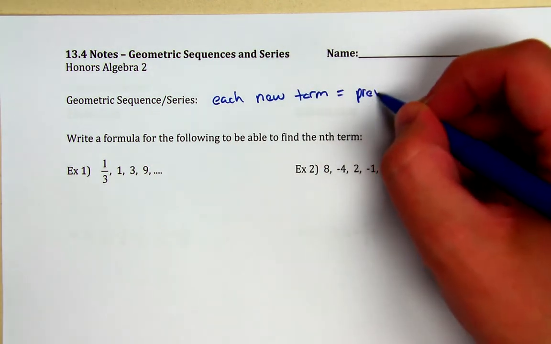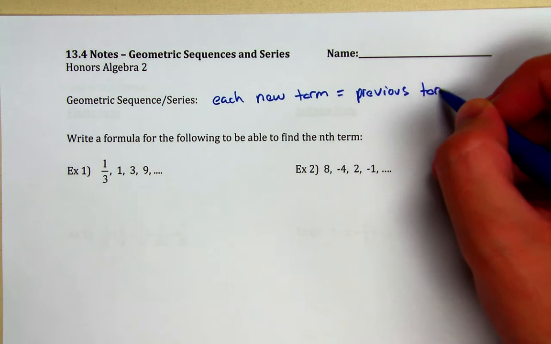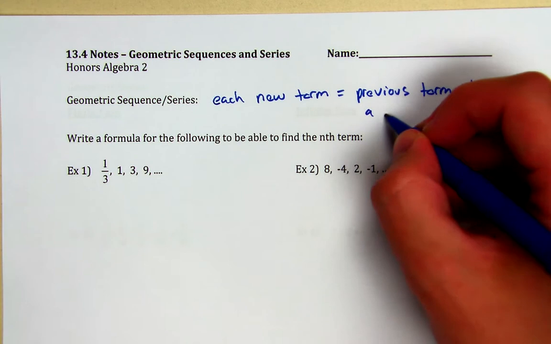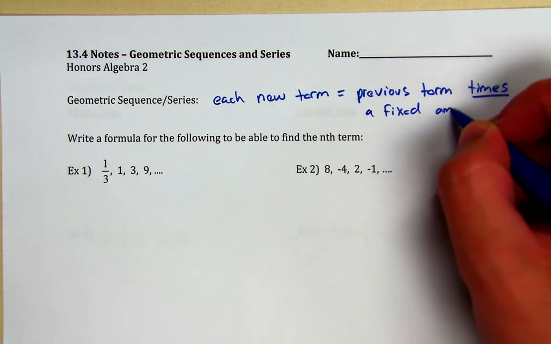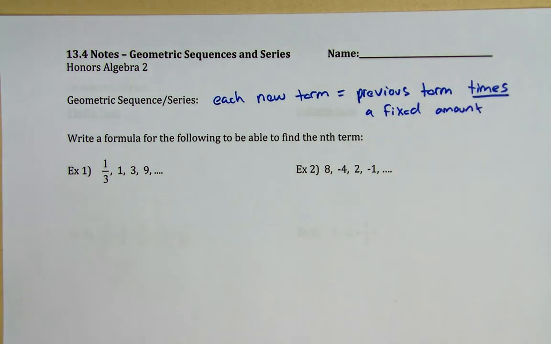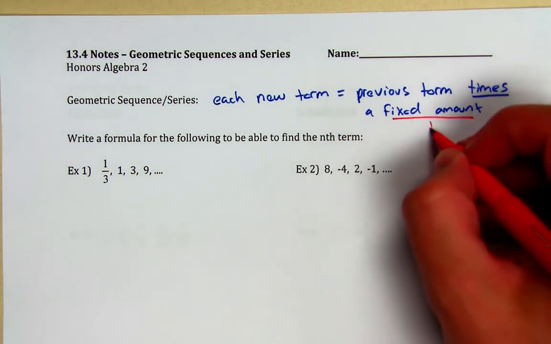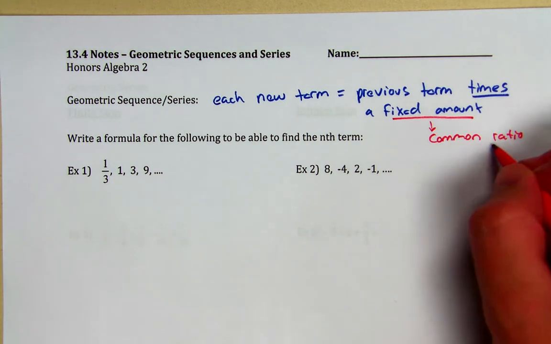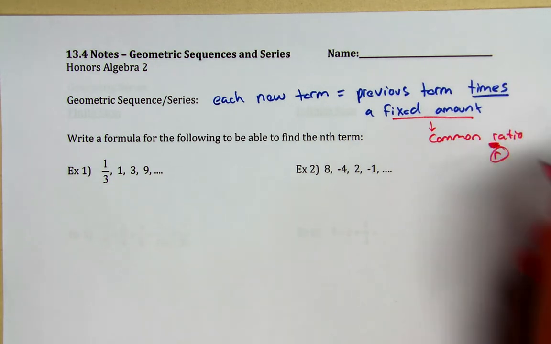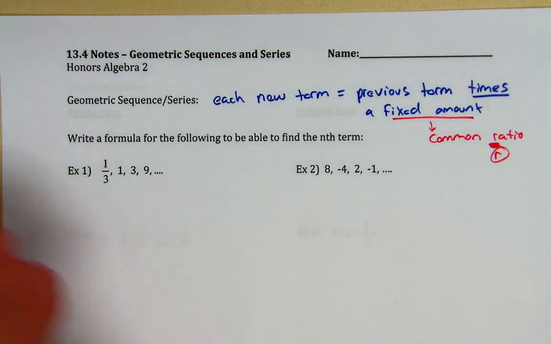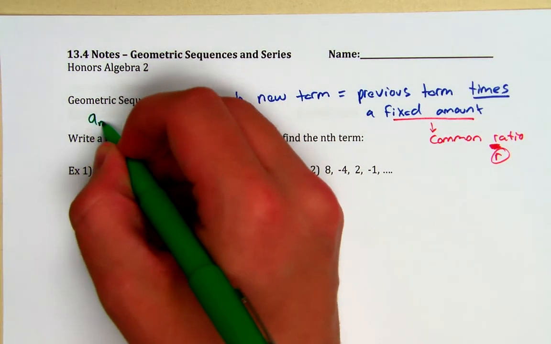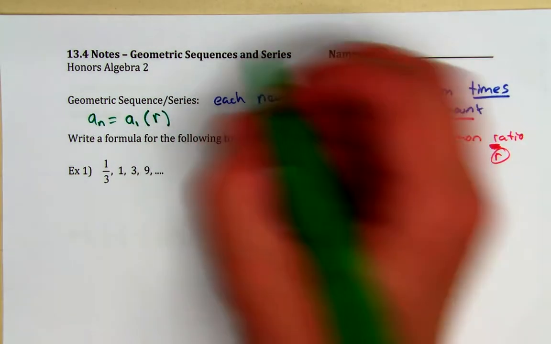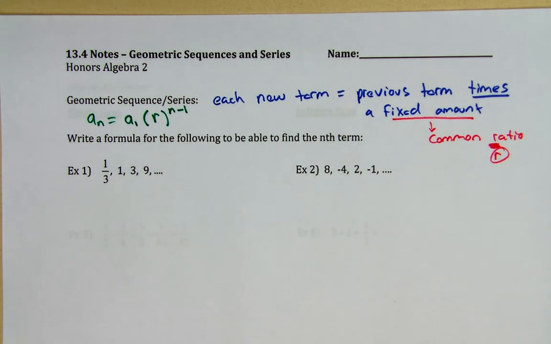equals the previous term times, again, that keyword, a fixed amount, where we're going to call that fixed amount a common ratio. So common ratio, we're going to think R, right? And for that, let's put a formula down. A_n equals your first term, A_1, times R raised to the power n minus 1.